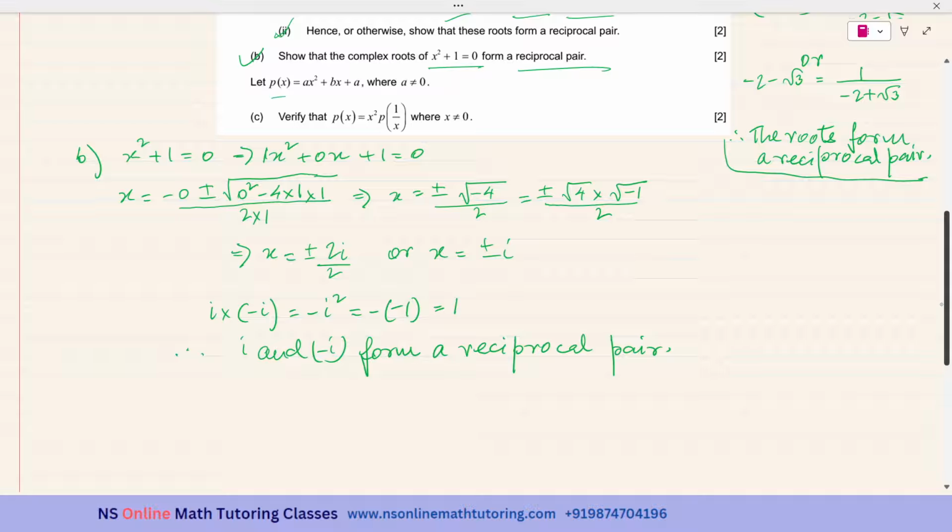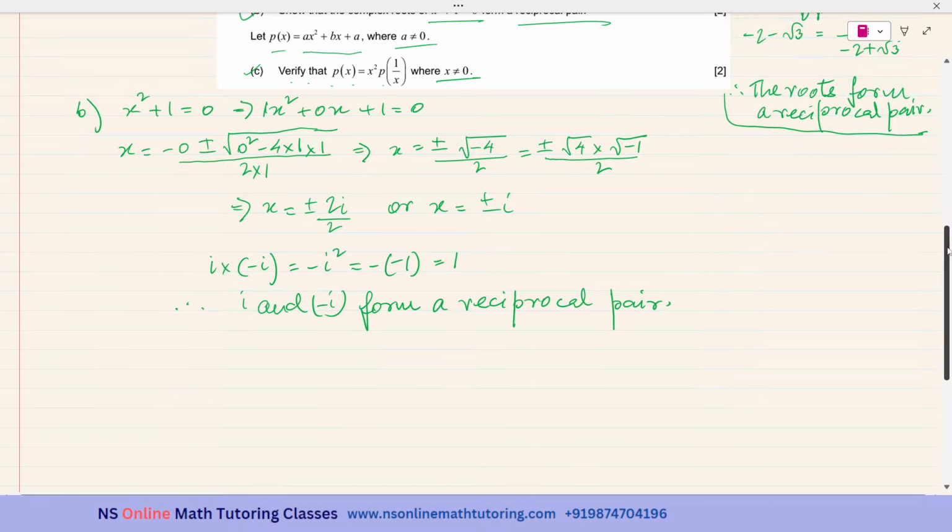Let p of x equal to x squared plus bx plus a, where a is not equal to 0. So part C's question is, verify that p of x equal to x squared times p of 1 over x, where x is not equal to 0. Let me just write the polynomial expression, a x squared plus bx plus a.